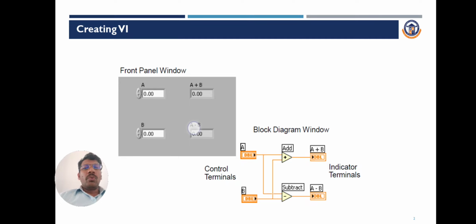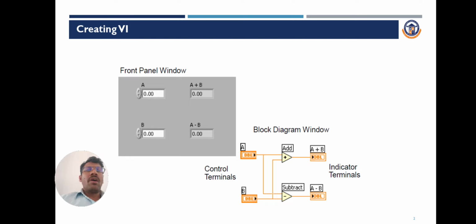Here there are two inputs, namely A and B. For example, if you are going to add these two inputs, the block will be A plus B, and in order to subtract the two inputs, the block will be A minus B. This is the block diagram window, which has the nodes, the operation blocks, and the input blocks, that is the control terminals and also the indicator terminals. This is what creating a virtual block looks like.